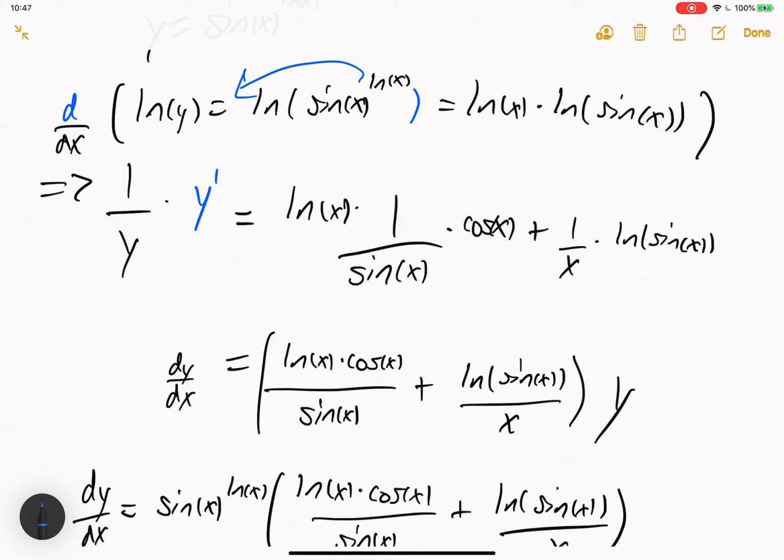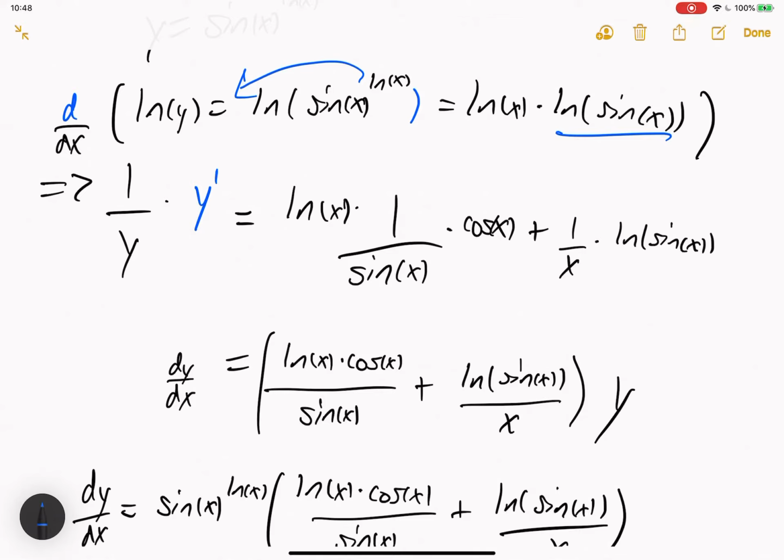and now this is where we have to use the product rule. So we have the derivative of ln of x times ln of sine of x. Those two functions are multiplied together, so we have to use the product rule. Keep the first one the same, so ln of x times the derivative of ln of sine of x. So 1 over the argument, 1 over sine of x, times the derivative of the argument. The derivative of sine of x is cosine of x, so that's how we get that.